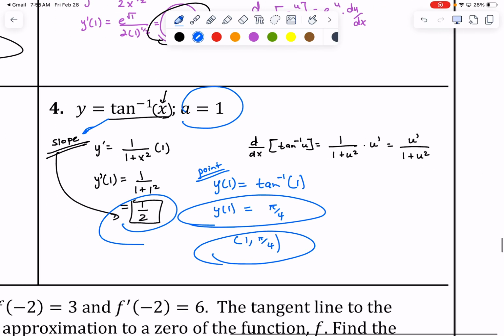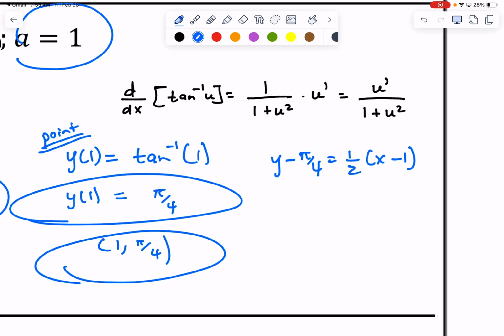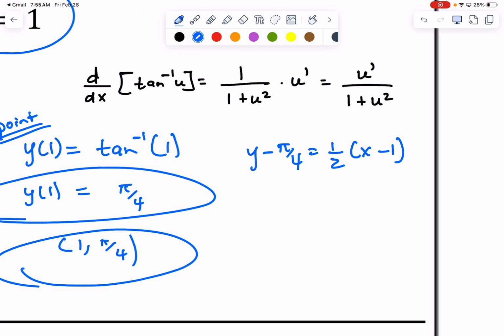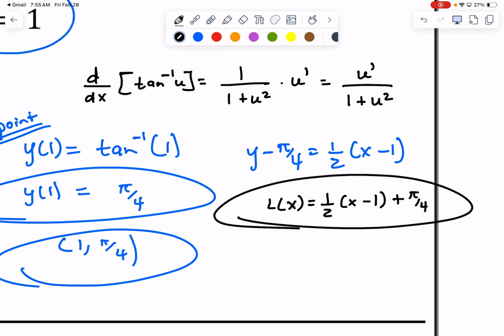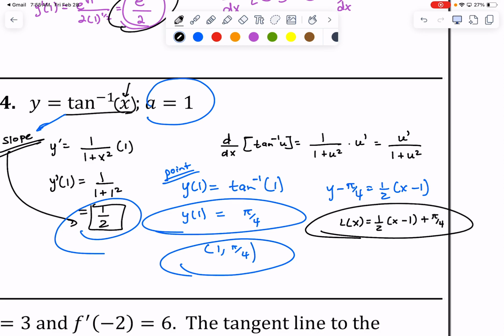Write the equation. So we're going to have y minus pi over 4 is equal to 1/2 times x minus 1, and I'm going to take Autumn's suggestion, and when I set it equal to y, I'm going to go ahead and change that y to what? L of x. So I'm going to have L of x is equal to 1/2 times x minus 1 plus pi over 4. Pretty easy, isn't it?